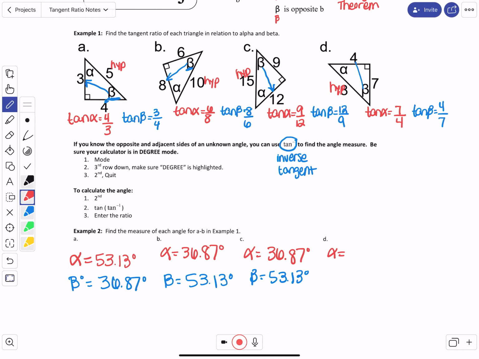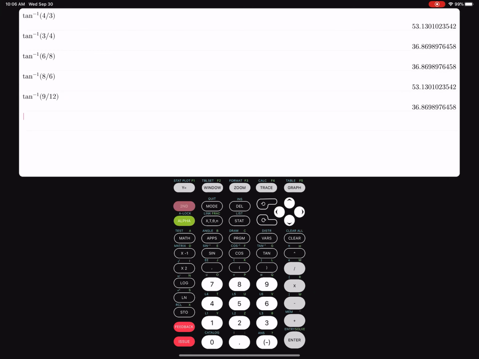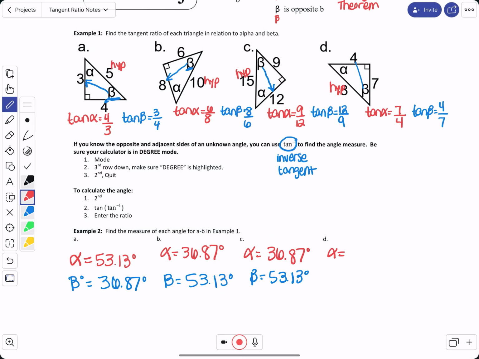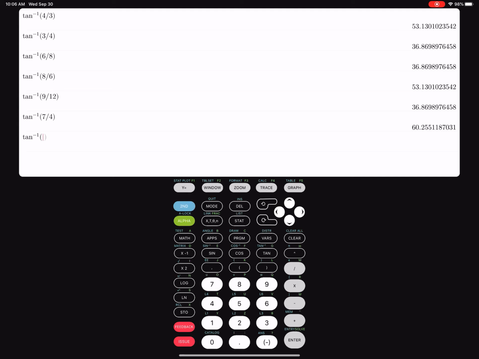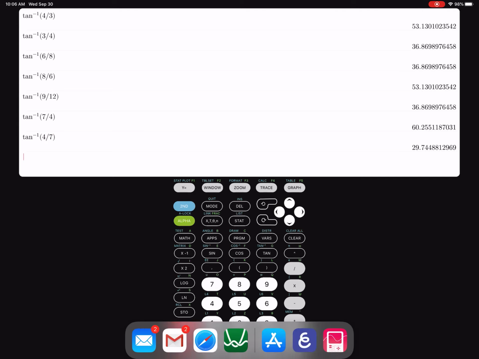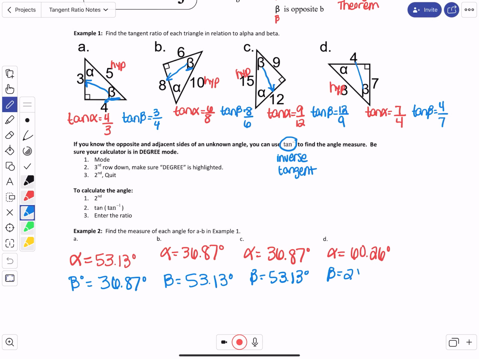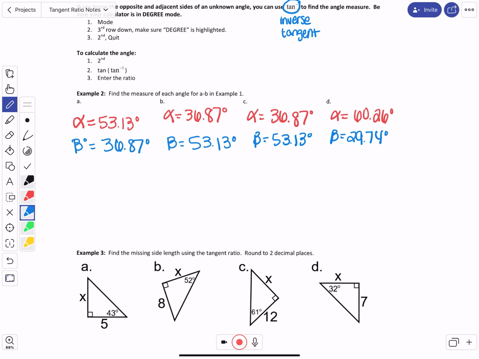So alpha, let's see here. Alpha is going to be 7/4. So I'm going to get 60.26 degrees. And then beta, so I do second tangent of 4/7, 29.74. Okay, so that's how you get the angles.